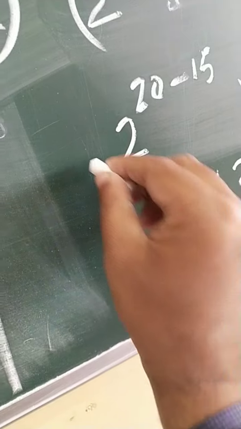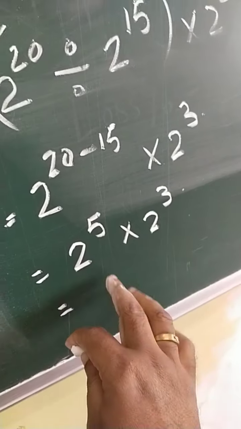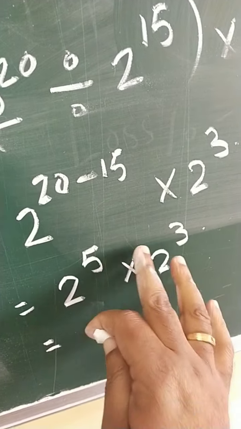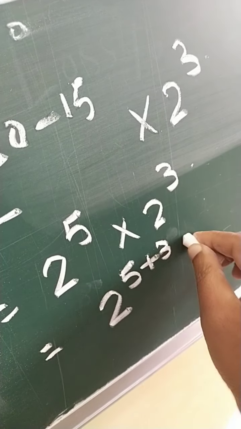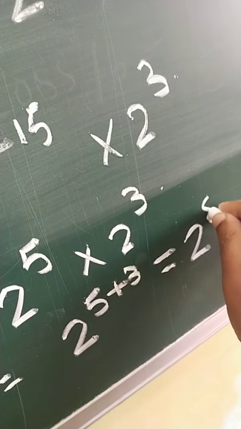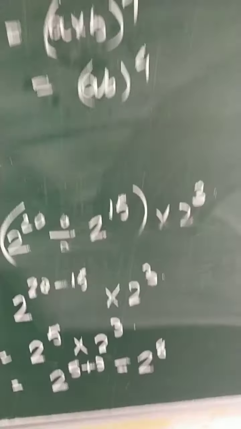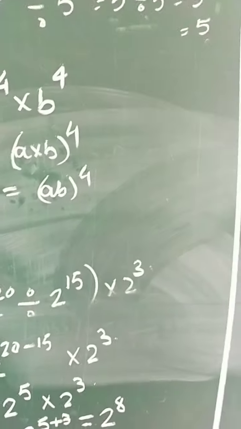Now finally what we have to do is add the powers, because these two expressions are carrying the same base and the multiplication sign is there. So we have to add the powers like this. So your final answer would be 2 to the power 8. Okay, so this is the solution of question number 1.